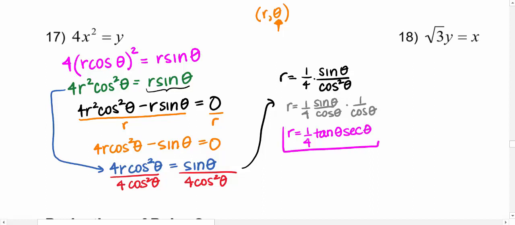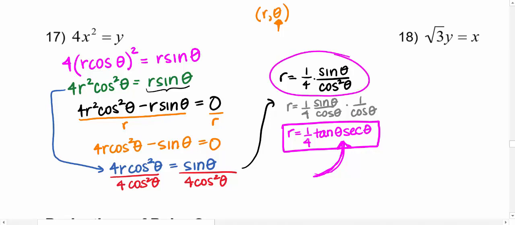Any guesses why I might like this better if we are heading into areas coming up soon? Well, sure, because I know a derivative whose answer is tangent theta secant theta, right? In other words, I can take the antiderivative of tangent theta secant theta. So it just might be helpful in the future. Again, there's nothing wrong with that up there, but I might do the answer that's in the box, or at least make sure I can get there.